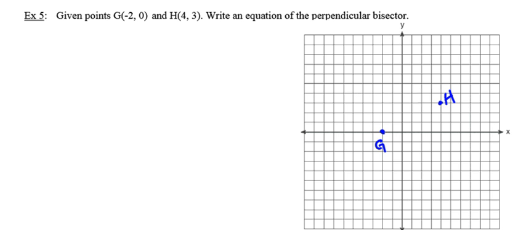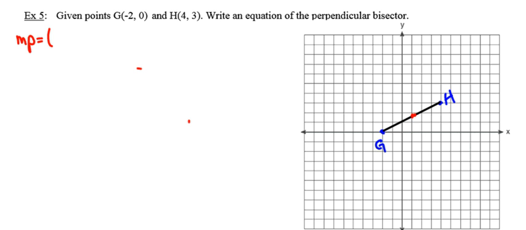So there's G, there's H. I know that in order to be the perpendicular bisector, I have to pass through the midpoint. So I'm thinking the midpoint is going to be somewhere right around there. But again, I'm going to verify this algebraically.